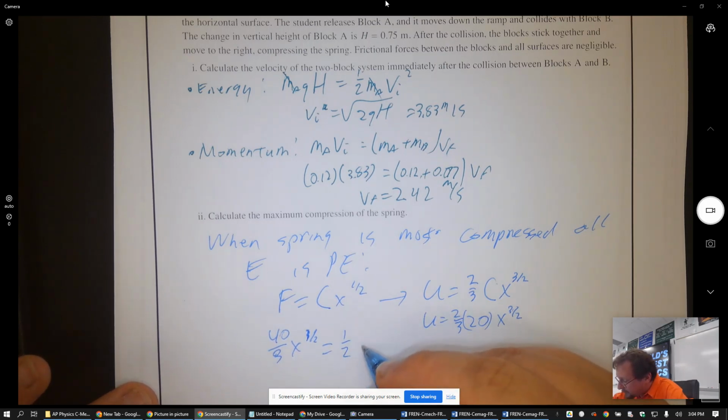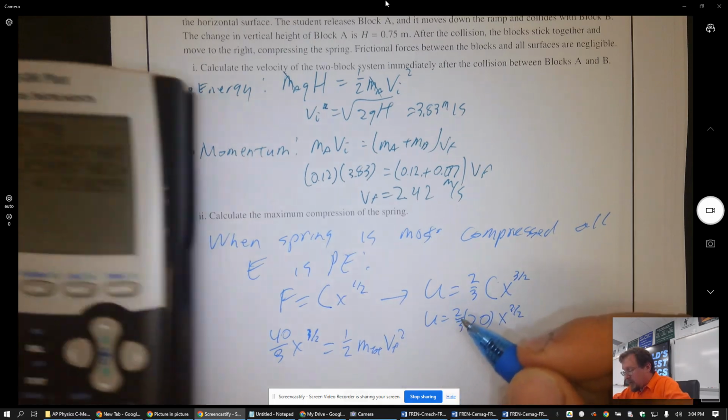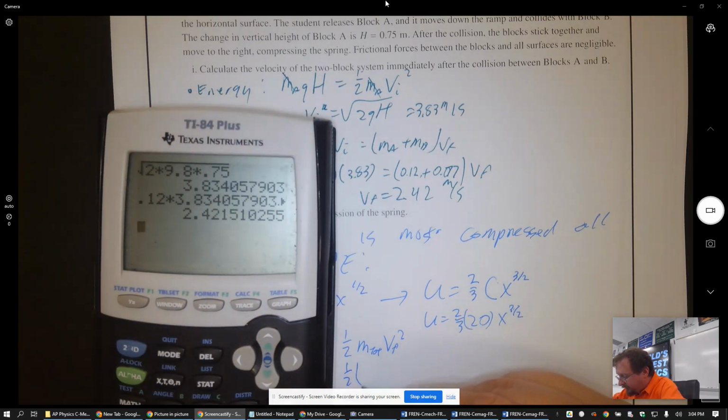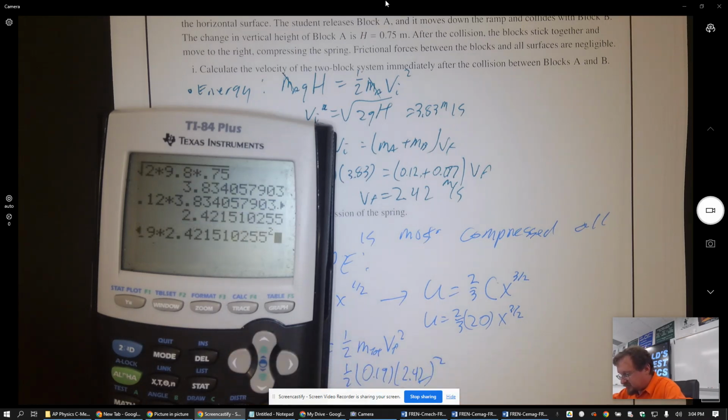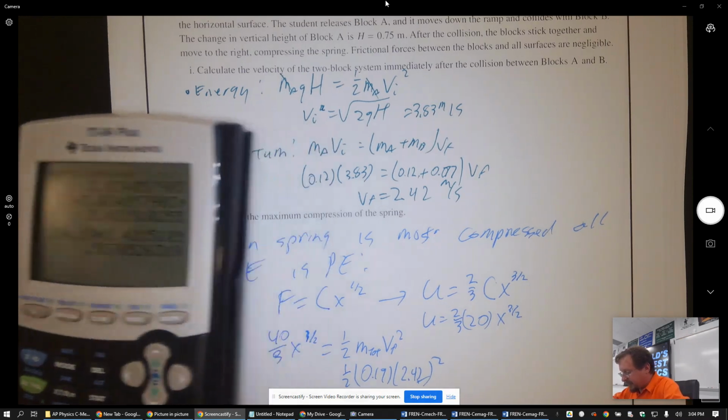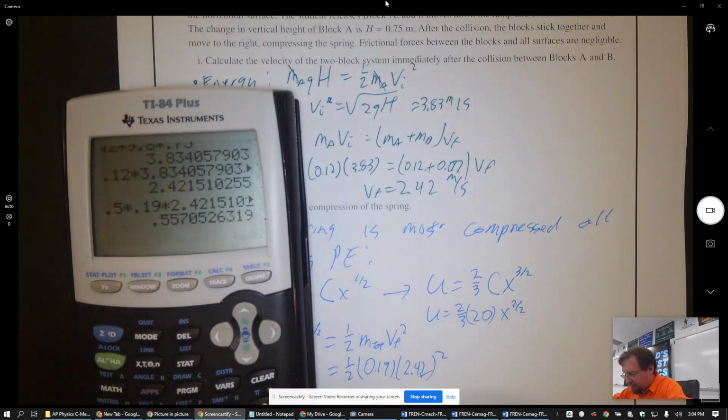That came from the 1/2 m total v final squared. So I'm going to take 1/2 the m total, whatever that is, times 2.42 squared meters per second. So 1/2 times 0.19 times this squared. That's the right-hand side. So let's multiply by 3 over 40.